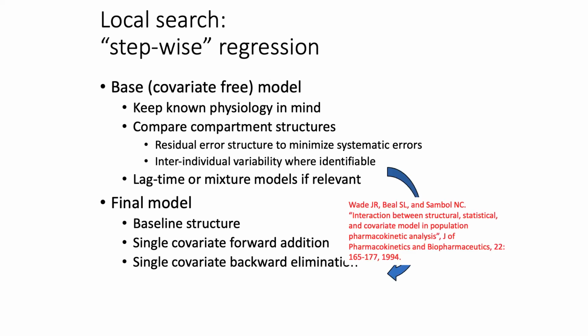And many years ago, in 1994, Janet Wade, Stuart Beal, and Nancy Sambol published a paper on the interaction between structural, statistical, and covariate models in population PK analysis. What this paper highlighted were the interactions amongst these different elements of the model, and that selection of one aspect of the model might affect the subsequent selections. And so this is one of the motivations in considering alternative model building approaches.